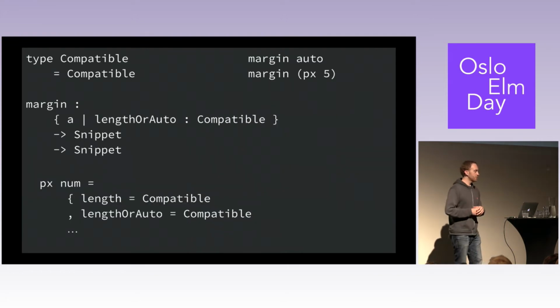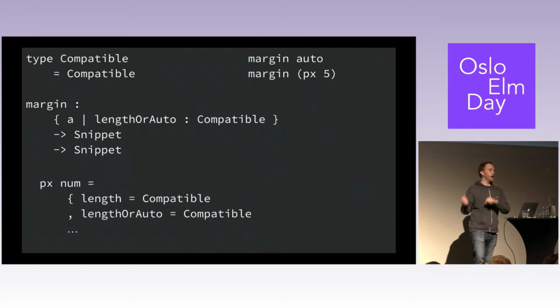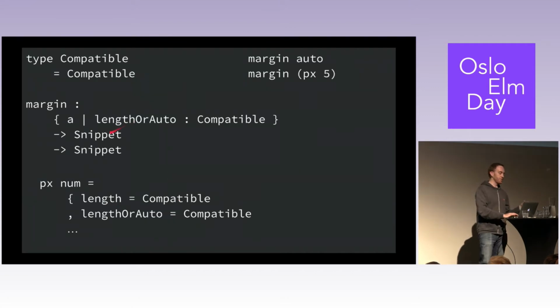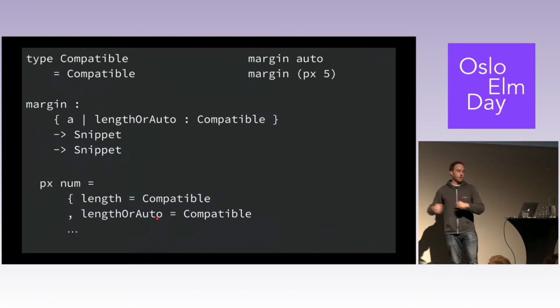Turned out, this is the solution, saying length or auto compatible. And then basically, the pixels function returns something that is both length compatible, so functions which only accept length but not auto will use an extensible record that says I take length, but not length or auto. But also, the pixels record has to return that it is length or auto compatible.